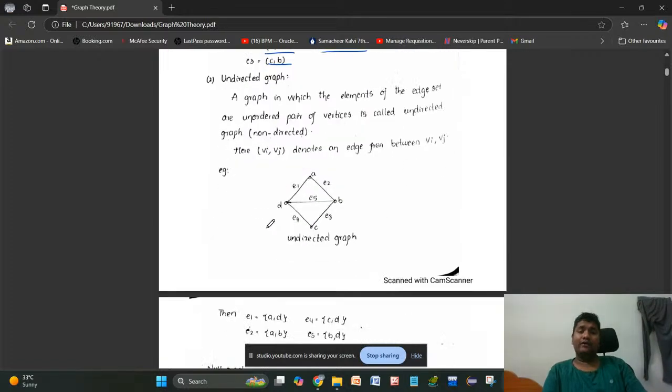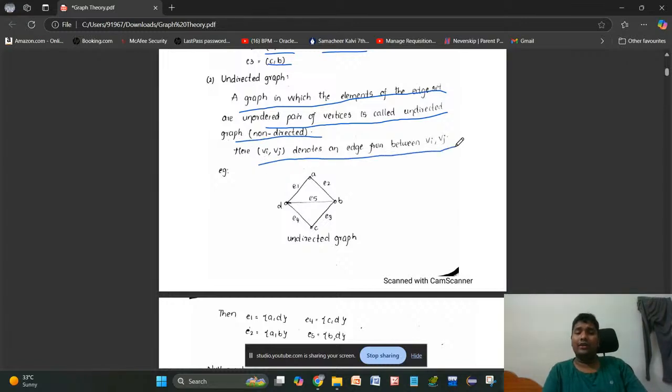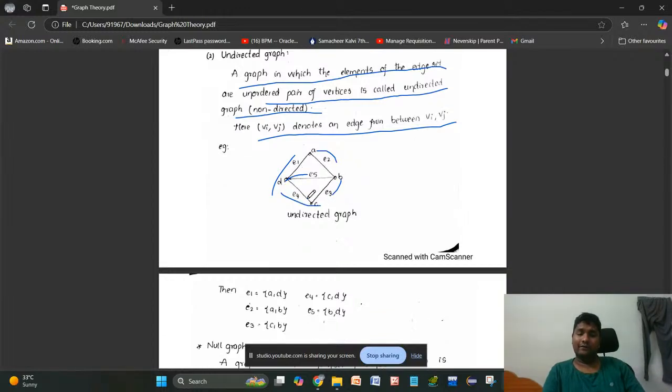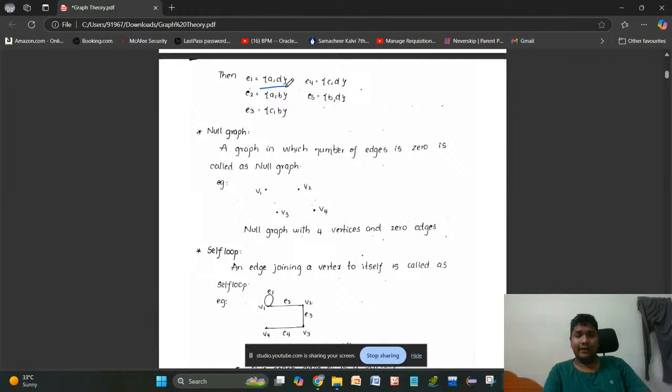What is an undirected graph? A graph in which the elements of the edge set are unordered pairs of vertices is called undirected, that is, non-directed. The pair (Vi, Vj) denotes the edge between Vi and Vj. So we are connecting E1, E2, E3, E4, then E5. Okay. Then we have AD, AB, CB, CD.